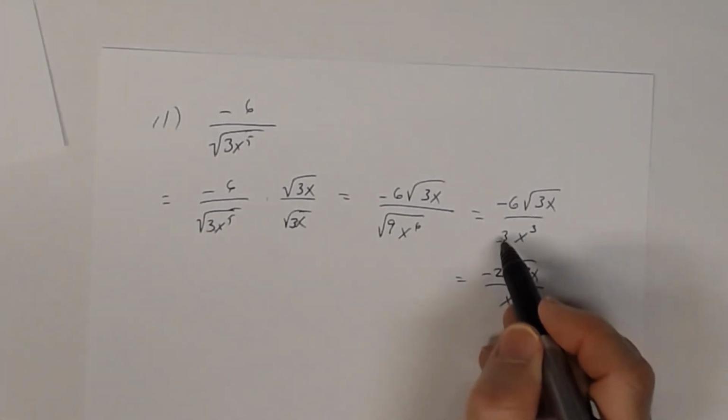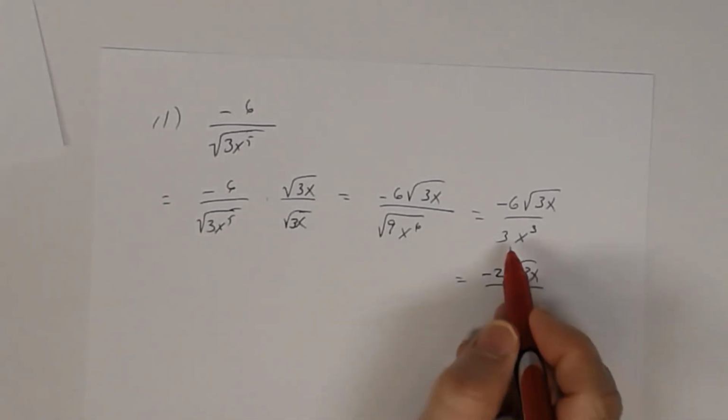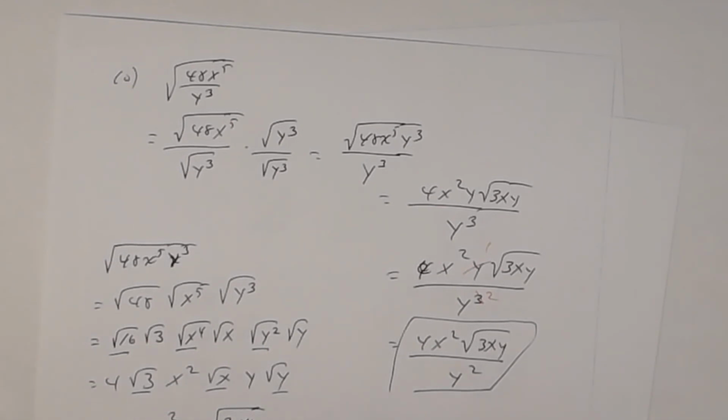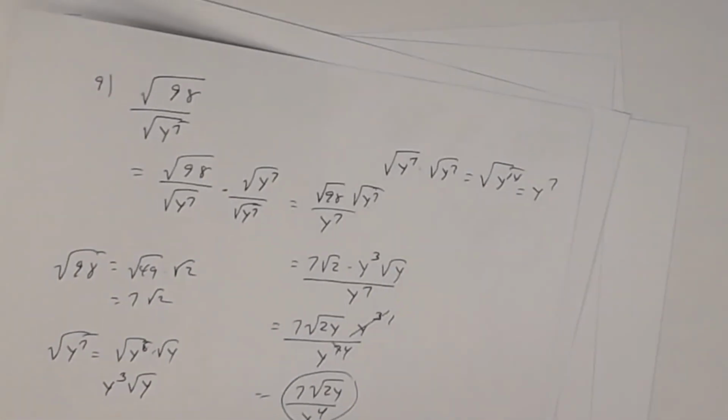Just remember, though, you can reduce this. That's 1, and that's negative 2. Okay? And that's it. So that is rationalizing the denominator.